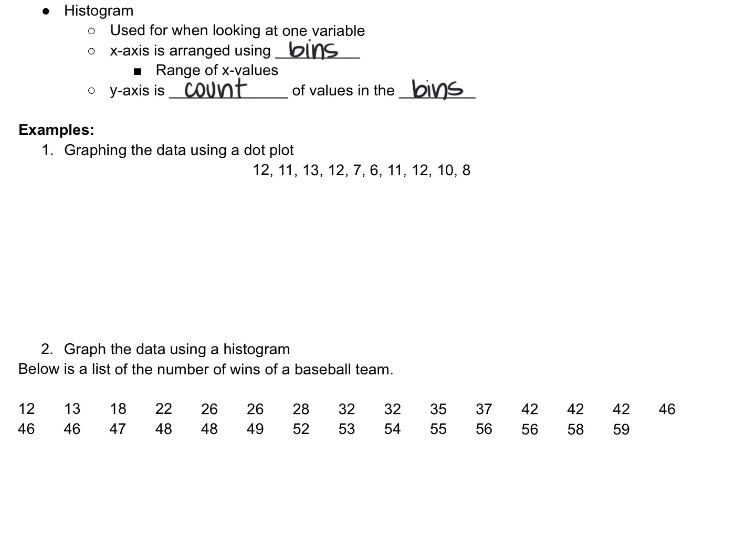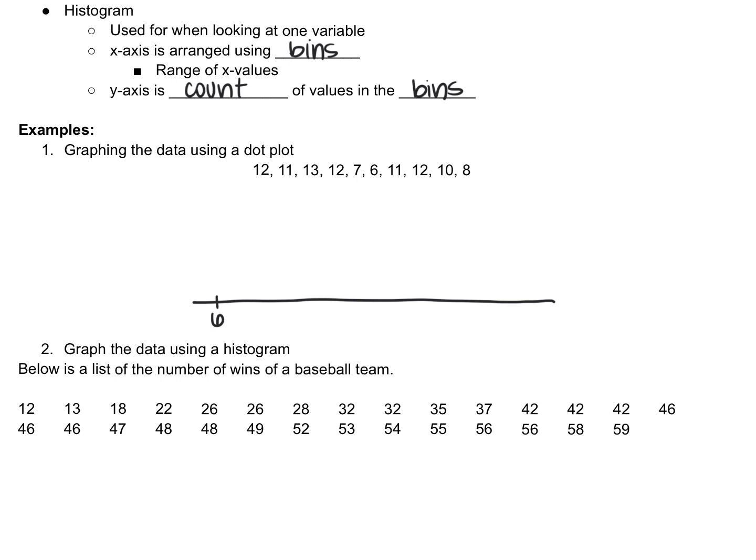So the first one is we're going to look at a dot plot. So I just have a bunch of random numbers here. So if I'm going to graph the data in a dot plot, I'm going to have my number line. Now the nice thing here is my number line can start wherever I want it to, which typically is going to be the minimum value in your data set. So like my minimum is 6 here.